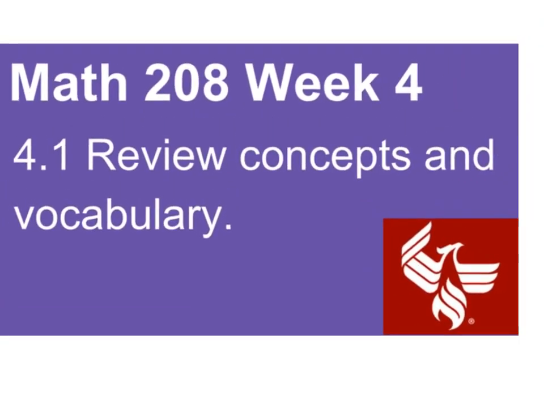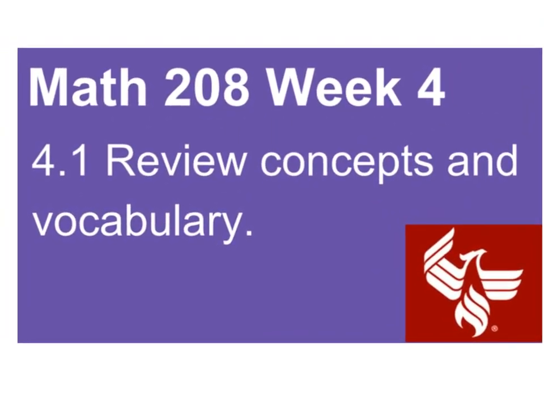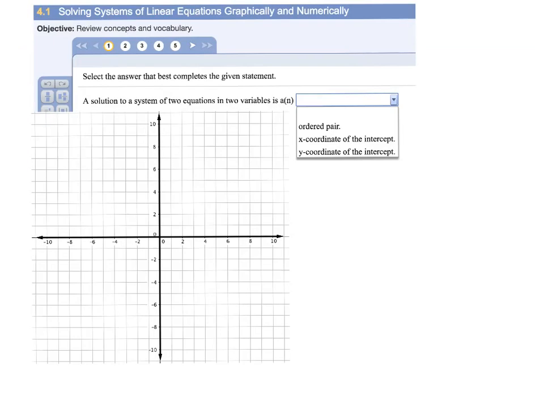All right, this is week 4, Math 208, section 4.1. The directions say a solution to a system of two equations in two variables is, and those are our three choices: ordered pair, x-coordinate of the y-intercept, or y-coordinate of the intercept. So what does that mean?